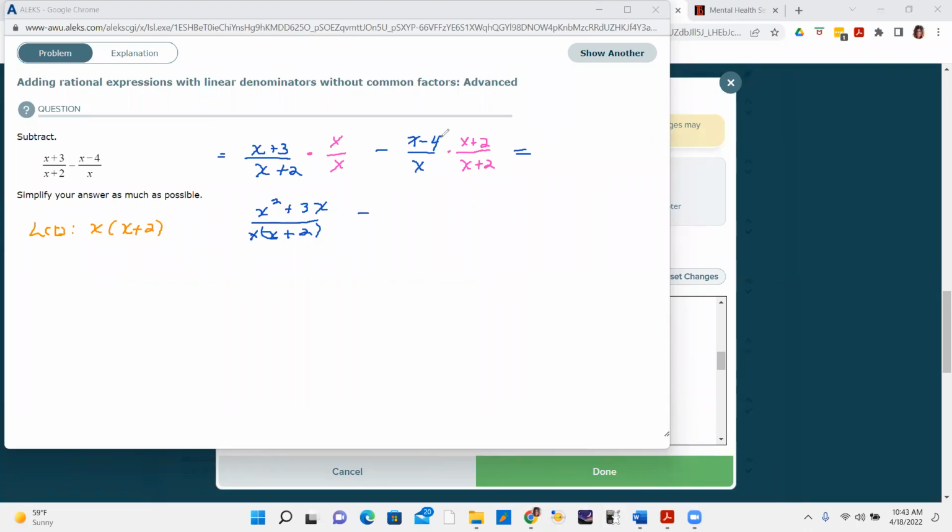And then minus, when we multiply the top here, keep in mind, you have to multiply the whole top times the whole top. So you have to FOIL that. And you get x squared plus 2x minus 4x minus 8. Okay, are you guys with me so far?